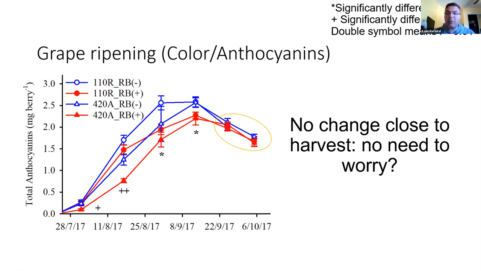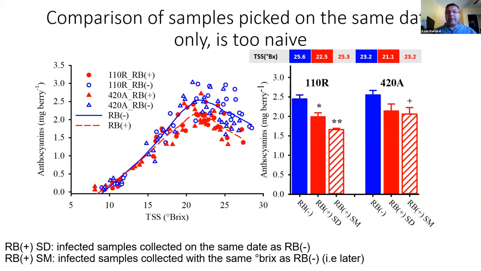So why would anyone want to worry? Well, because when you compare samples picked on the same date, this does not explain the whole situation. It is just too naive to say that it's low. There's an inherent relationship between total soluble solids and anthocyanin production in the grape berry. Anthocyanin biosynthesis is called by sugar stimulus. As long as there's sugar going into the plant, the berry will make anthocyanins.